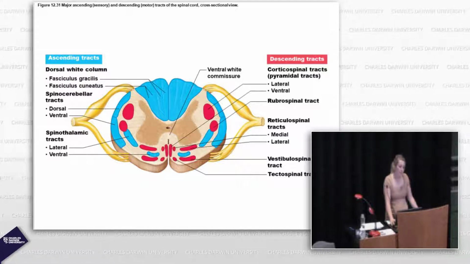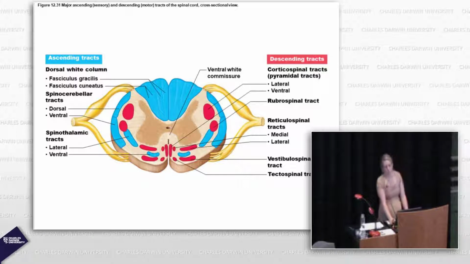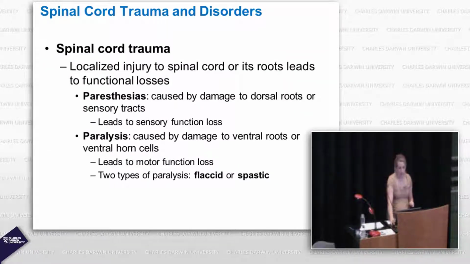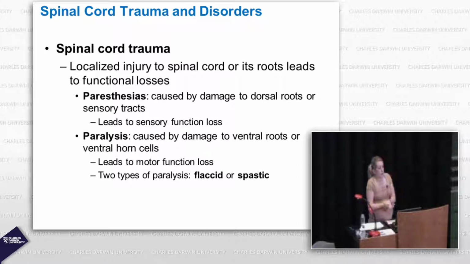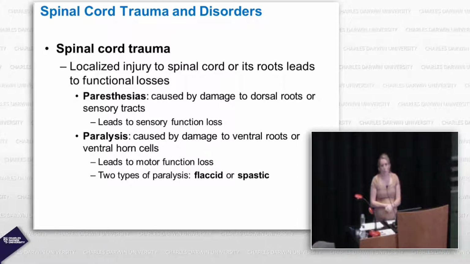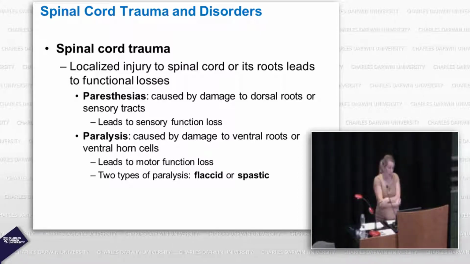We won't go through all of the descending ones, but before we get to that, we'll look at some of the clinical, some of the trauma and disorders. Obviously, damage to the spinal cord is pretty terrible, and there are lots of different ways that the spinal cord can be damaged.